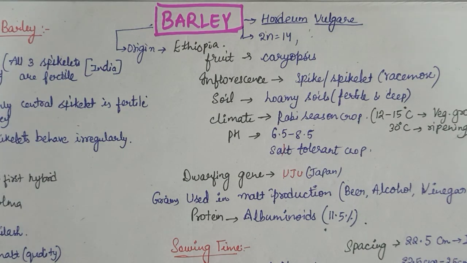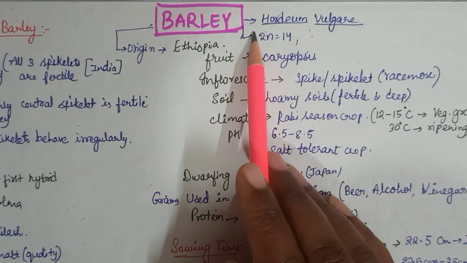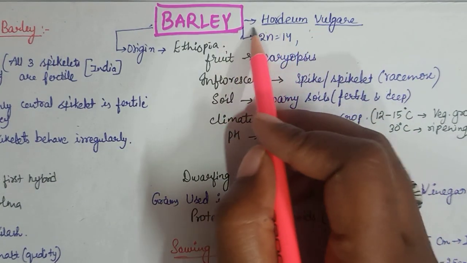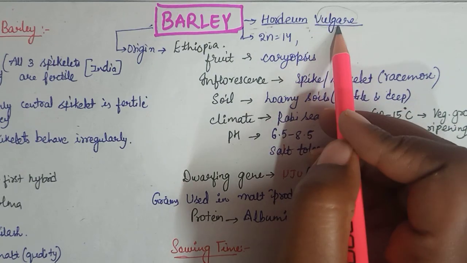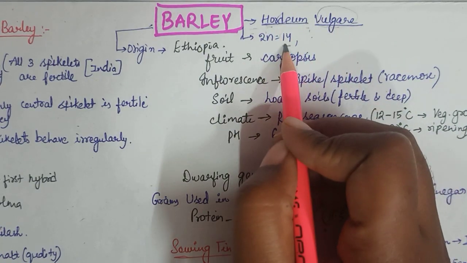In today's video, we are going to study about barley. In previous videos, I have covered rice, wheat and maize. If you haven't watched them, please watch them. So, barley, what is the scientific name of barley? It is Hordeum vulgare. 2n is equal to 14.